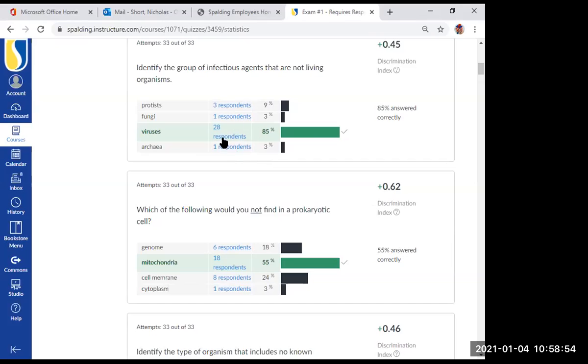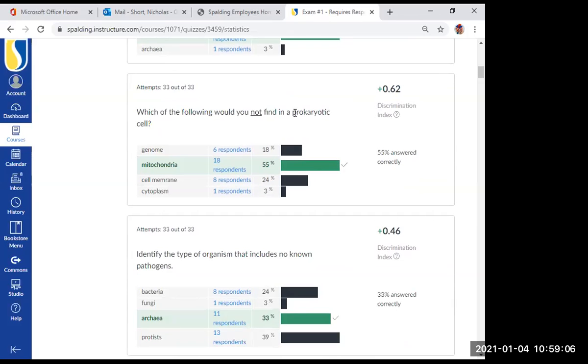Okay, so right here I thought about putting bacteria, but I felt like that was a little bit too easy. So I'm glad that most of us got that viruses are not alive. I wish that was a little bit closer to 100, but I'll take 85. Okay, so half of us got this one wrong.